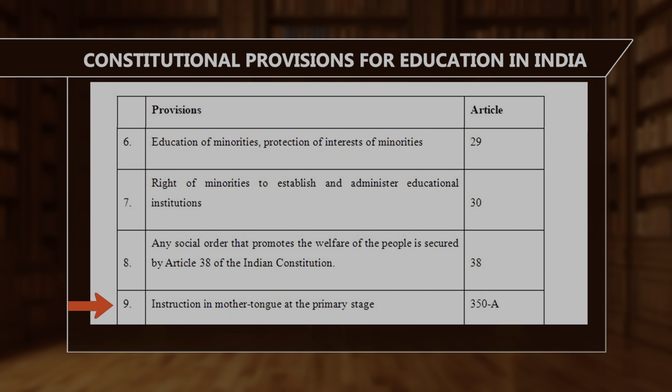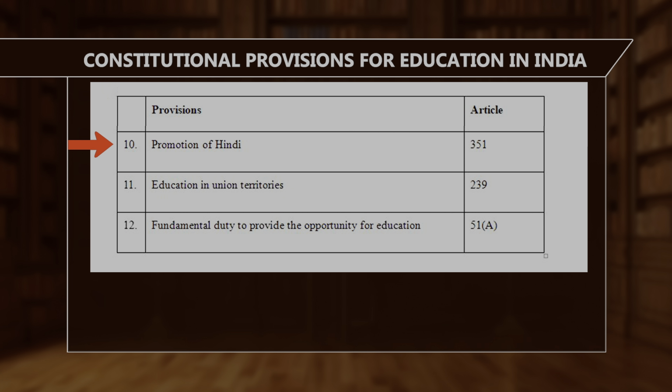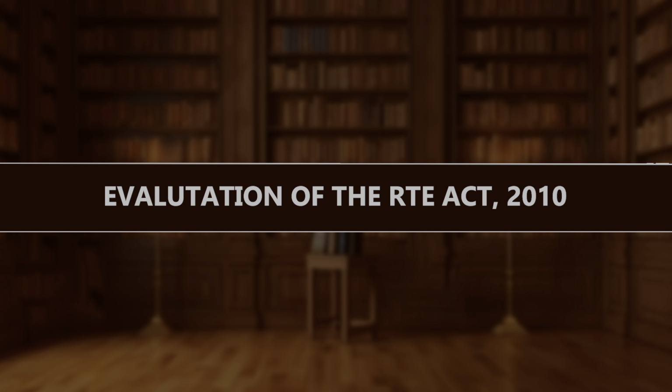Next is instruction should be given in mother tongue at the primary stage, which is given under Article 350A of the Constitution. The concept of promotion of Hindi is given under Article 351 of the Constitution, and the education in Union Territories is given under Article 239 of the Constitution. Lastly, there is a fundamental duty, that is duty to provide opportunity for education, which is given under Article 51A of the Constitution. Evaluation of Right to Education Act of 2010.